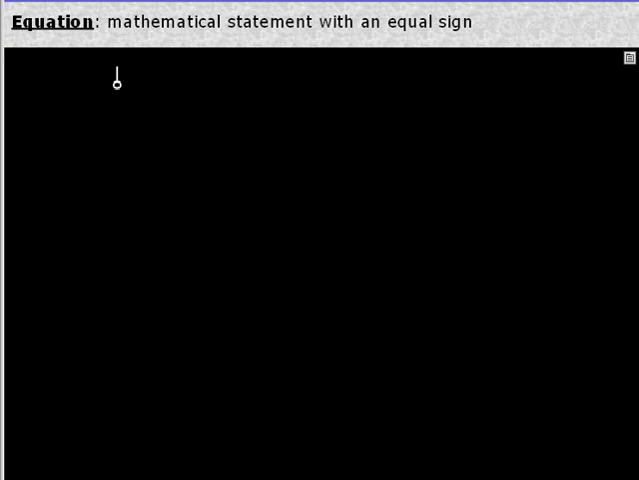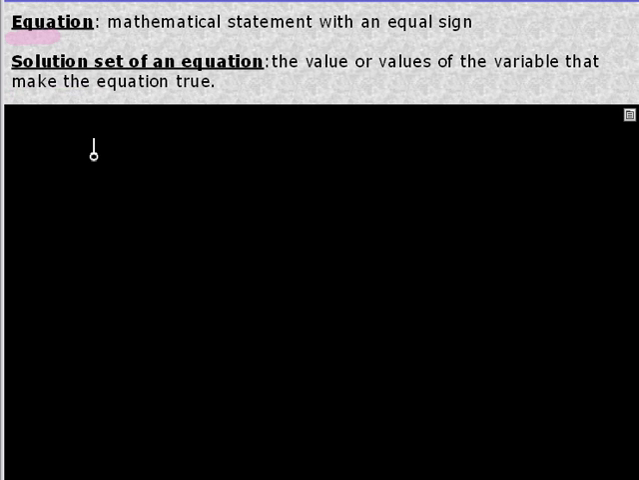An equation is just a mathematical statement with an equal sign, which is why you have the "eq" in equation. So it's different from an expression that has a variable but no equal sign, and an inequality that has an inequality sign. The solution set of an equation is the value or values of the variable that make the equation true. So sometimes you'll have one value, sometimes you'll have infinite values, sometimes you'll have zero values.